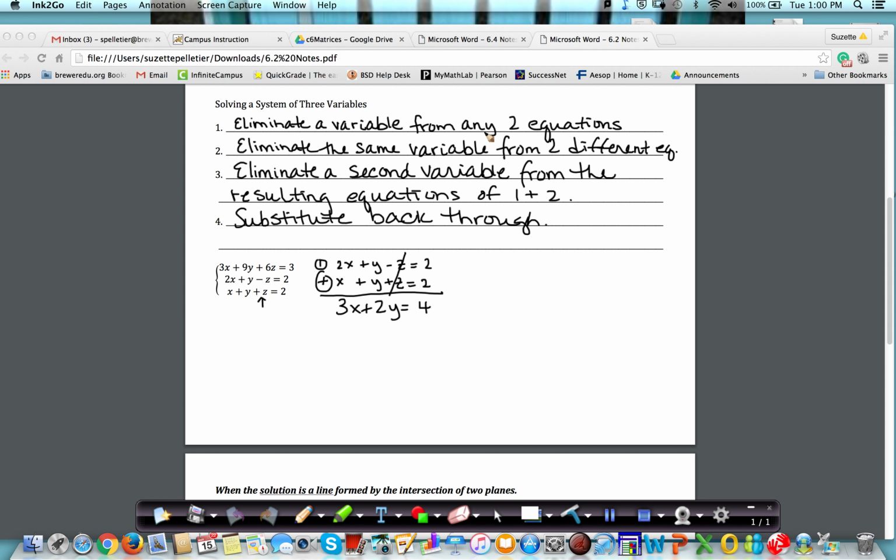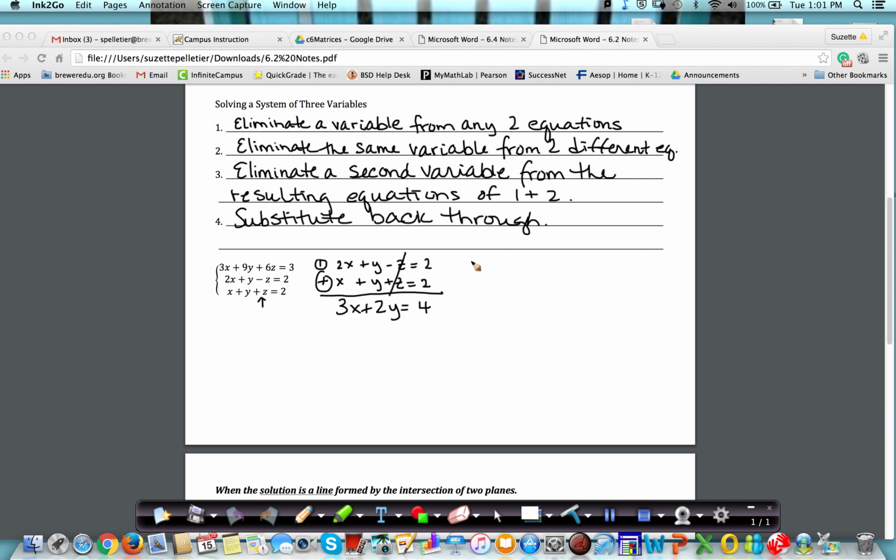Now, that was step one, eliminate a variable from any two equations. Now I have to eliminate that same variable from two different equations. So now I need to eliminate the z from two different equations. Since we used 2 and 3, you can use 1 and 3, or you can use 1 and 2. But you can't use 2 and 3 again.